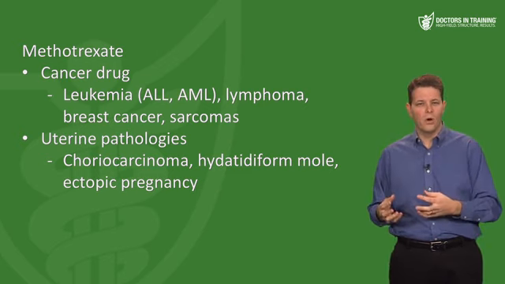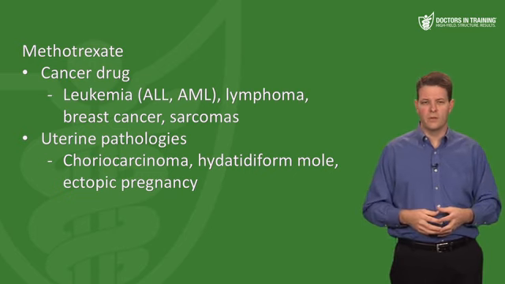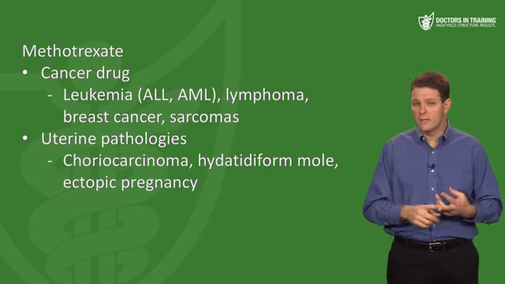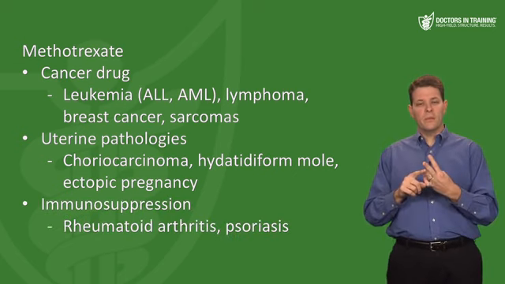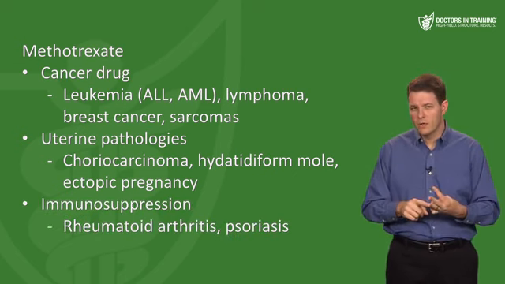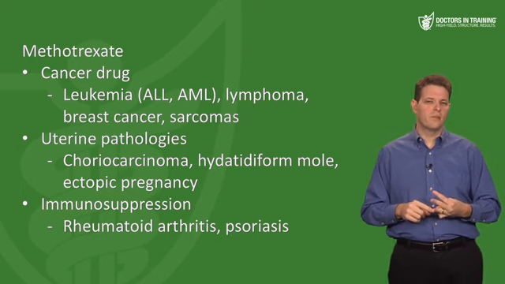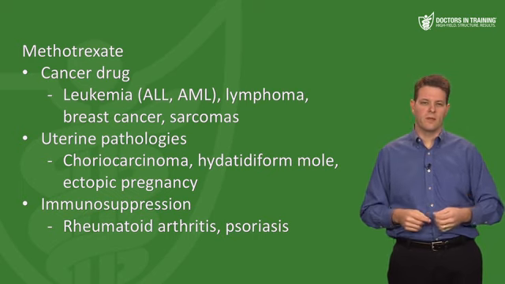Remember, hydatidiform moles are the precursor to choriocarcinoma. And then if you need to abort a pregnancy, like an ectopic pregnancy, you could use methotrexate for that. And then the third big category is immunosuppression. Methotrexate is commonly given as an immunosuppressant for things like rheumatoid arthritis or psoriasis.